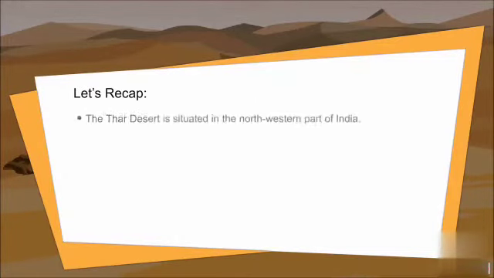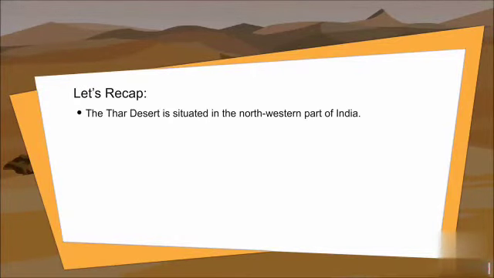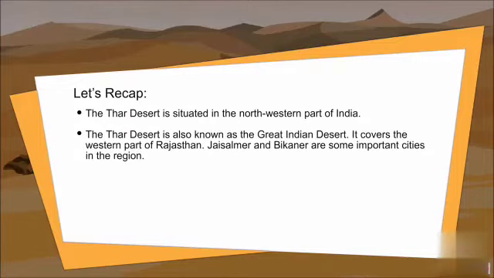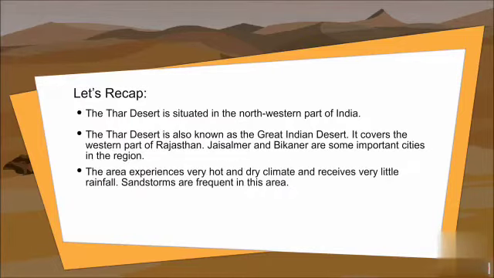Let's recap. The Thar Desert is situated in the northwestern part of India. The Thar Desert is also known as the Great Indian Desert. It covers the western part of Rajasthan. Jaisalmer and Bikaner are some important cities in the region. The area experiences very hot and dry climate and receives very little rainfall. Sandstorms are frequent in this area.